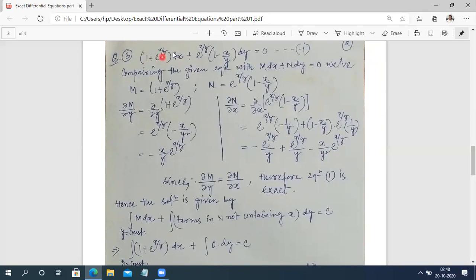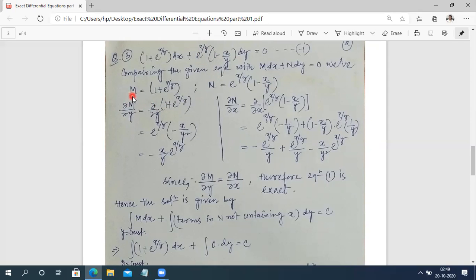1 plus e raised to the power x by y dx plus e raised to the power x by y into 1 minus x by y dy is equal to 0. Now solve this differential equation. Again, you can see that this equation is of the form M dx plus N dy is equal to 0, where M is 1 plus e raised to the power x by y, and N is e raised to the power x by y into 1 minus x by y.